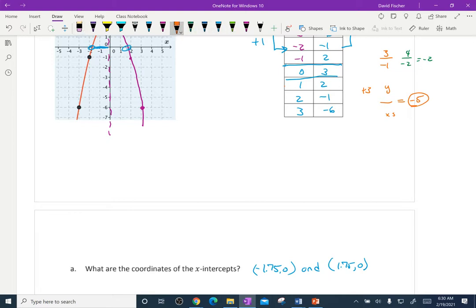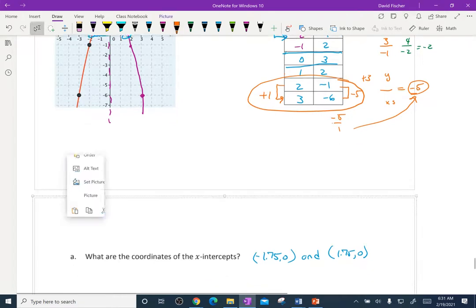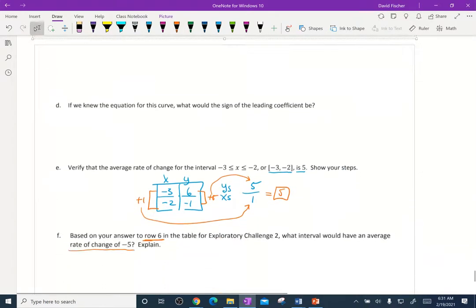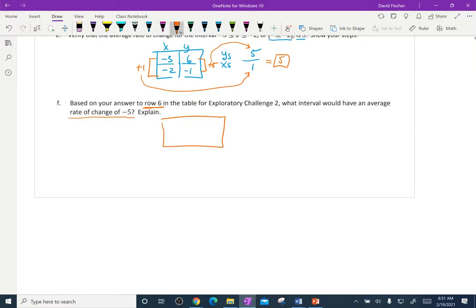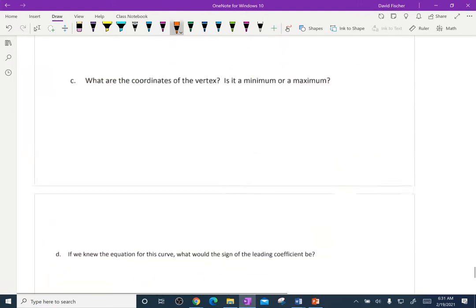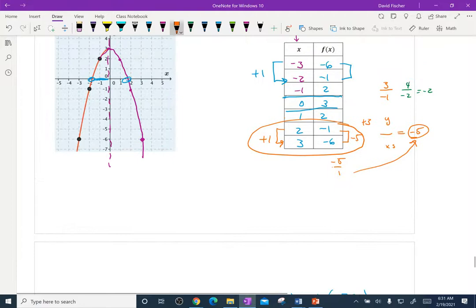So if you went the other direction and we went this way, I went from 2 to 3, so that's a plus 1. And I went from negative 1 down to negative 6, would be a negative 5. And so that would be a negative 5 over 1. And so that would give me this over here. So what I would do is copy this whole part down to that question, because they say explain. So 2, negative 1, I think was our first one. And what was my other coordinate? 3, negative 6.